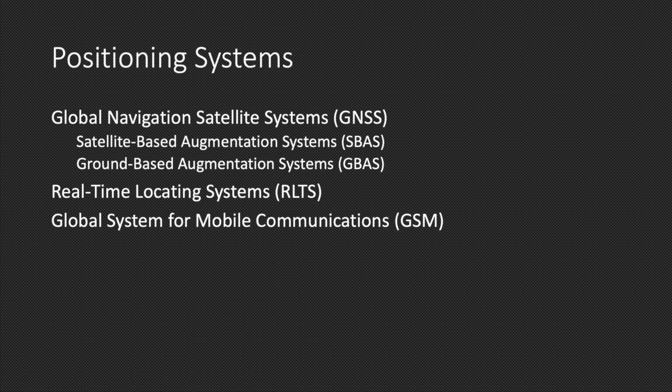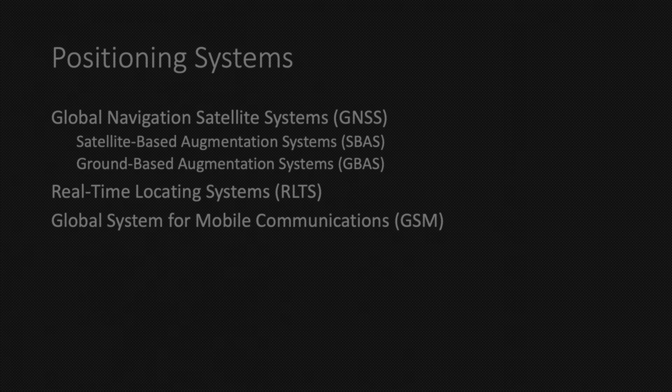Another type of positioning system is a real-time locating system. And these are generally going to be found indoors in warehouses and other areas where you have a small area and you're trying to find objects in that area, like shipping pallets or containers. And then the third type that we'll talk about as a broader type is the Global System for Mobile Communications, or GSM, which also has some positioning system capabilities.